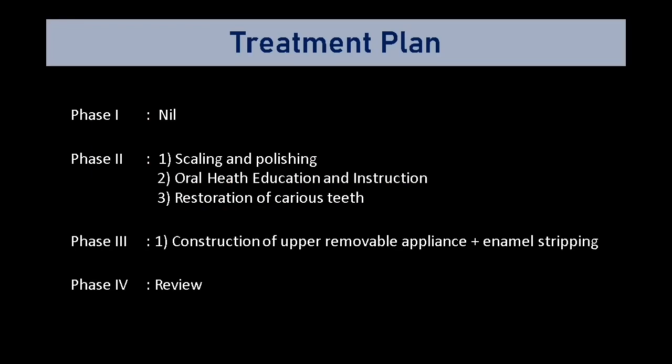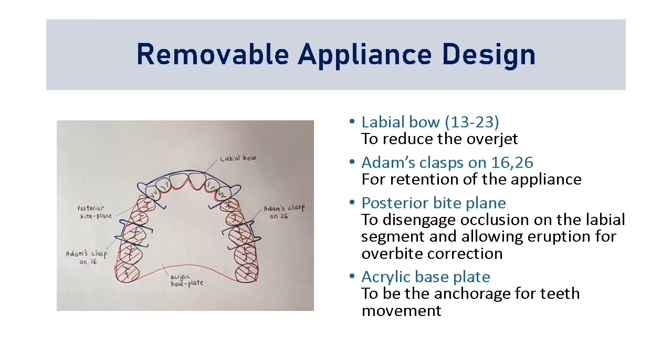So the treatment plan for this patient would be in phase 1, nil, in phase 2, scaling and polishing, oral health education and instruction, restoration of carious teeth. Phase 3 will be construction of upper removable appliance with enamel stripping, and phase 4 will be review.